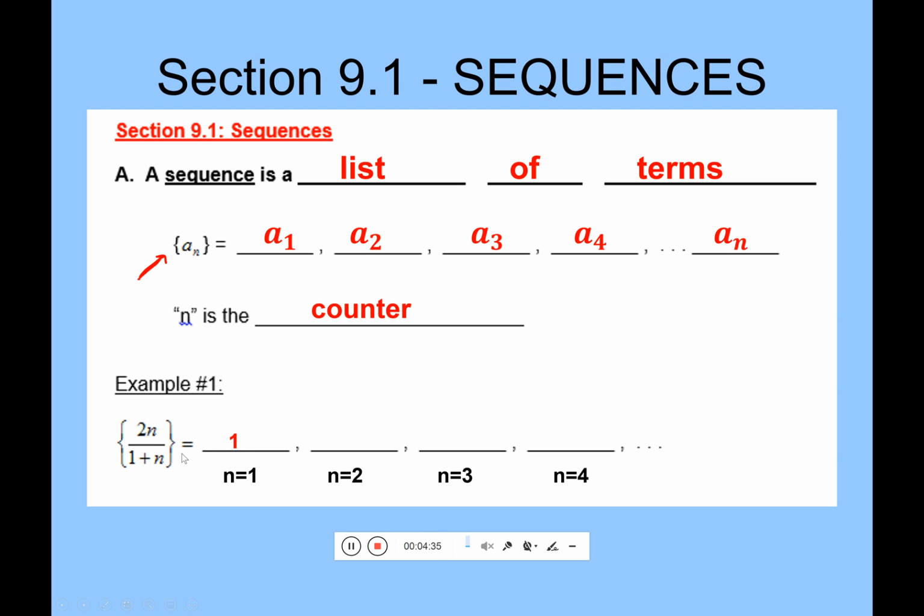Because let's see, 2 over 2 is 1. If n equals 2, you're going to have 2 times 2 is 4 over 3. If n equals 3, you're going to have 2 times 3 would be 6 over 4. And yes, of course, you can simplify that. I just wanted you to see where it came from. And then if n equals 4, you'd have 2 times 4 would be 8 over 5. And so we're just listing out the terms.